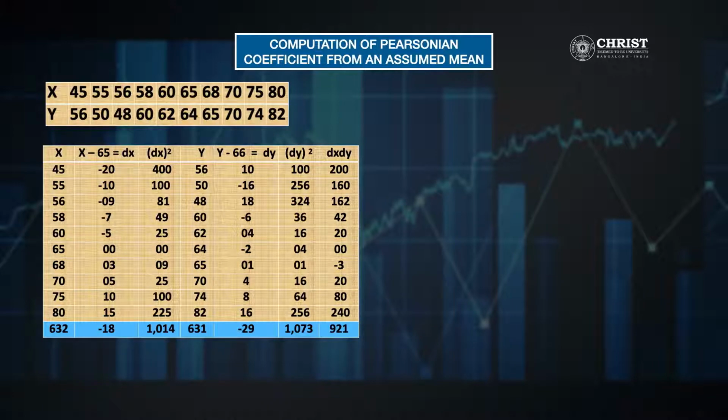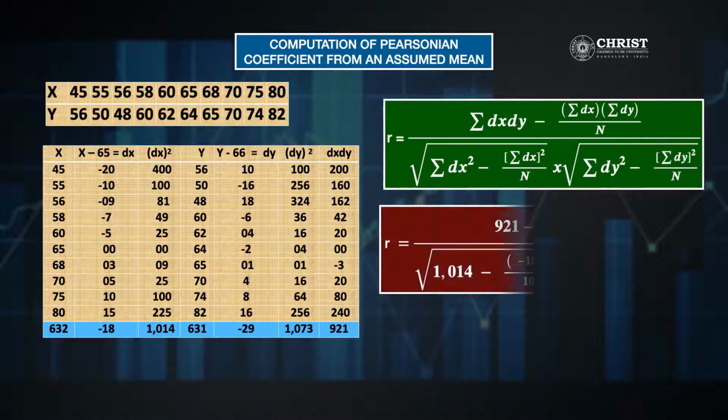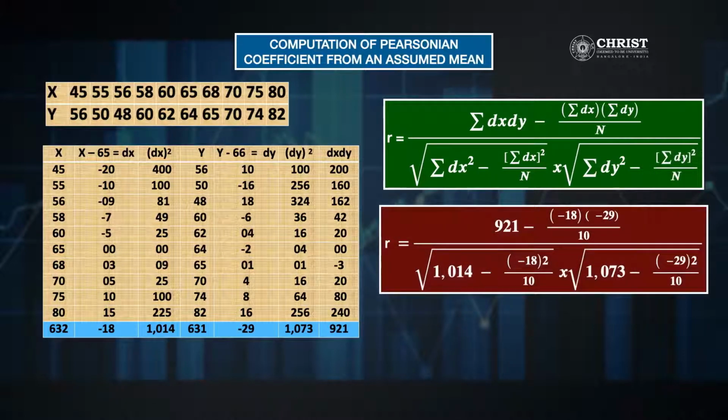Now you have to multiply dx into dy. So you will get 200, 160, 162, 42, 20, 0, minus 3, 20, 80 and 240. Total is 921. Now you have to substitute the values in the equation. So you are getting 921 minus 18 into minus 29 divided by 10, where n is the number of observations, the whole divided by root of 1014 minus 18 square divided by 10 into root of 1073 minus 29 square divided by 10. So you will get r is equal to plus 0.8818.